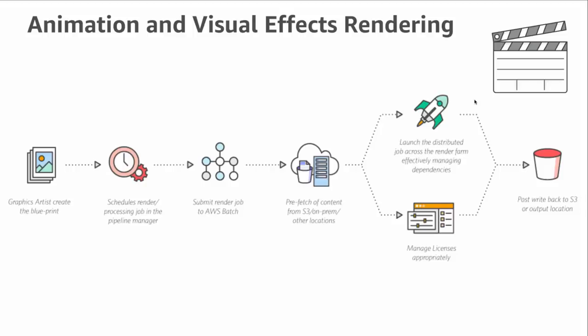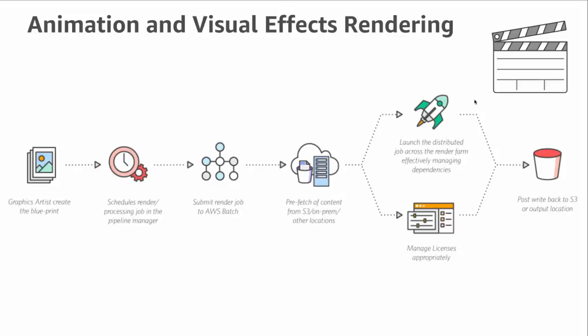So, animation and visual effects rendering. Again, lots of options here. Maybe you have graphic artists creating blueprints. These are then scheduled as render or processing jobs in the pipeline manager. You then submit and render those jobs into AWS Batch. Prefetch of content from S3 or on-prem locations, and then distribute it out across the rendering farm for effectively managing dependencies. And then finally, writing those back into S3 or another output location, depending on what you need.